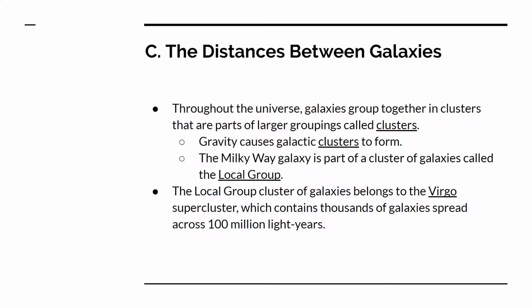And the local group belongs to an even bigger cluster called the Virgo supercluster, which contains thousands of galaxies spread across 100 million light years. Which means if you turn on a flashlight on one end of the Virgo supercluster, it would take 100 million years for light to travel across it.